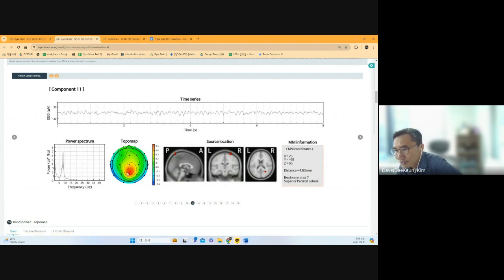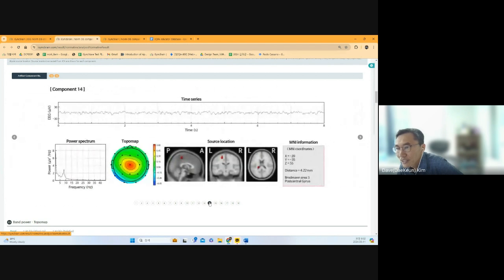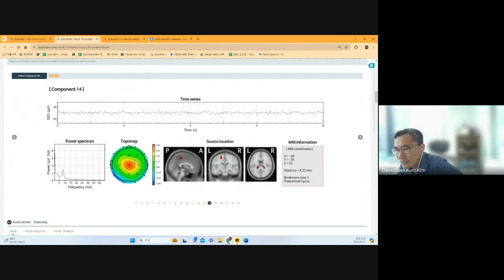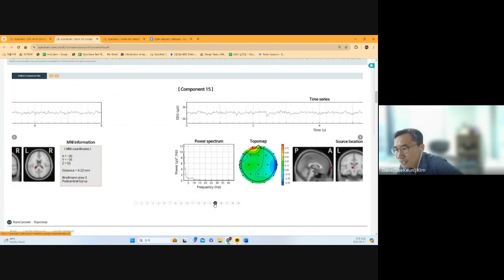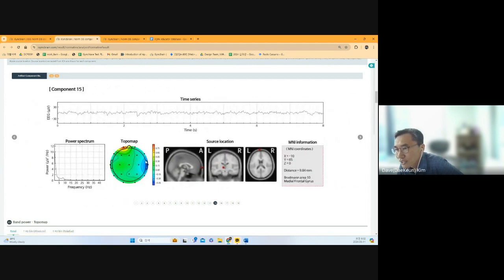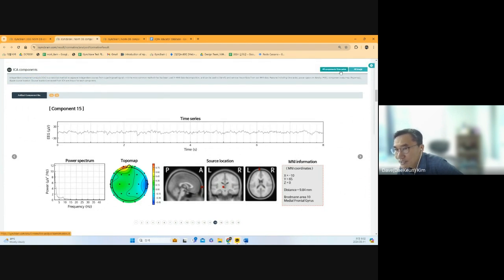And another one is the usual parietal alpha source. So this is another frontal slow activity. And this is the eye blinking and the central alpha activity. And also we can see this is detected by the frontal eye movement, maybe. We can see the time series here.